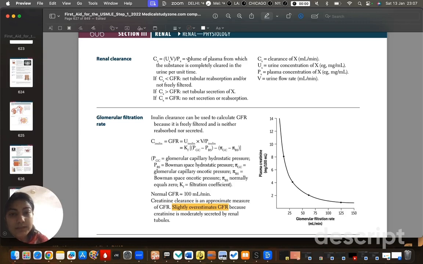Renal clearance is the volume of plasma of a substance that is cleared at a particular time. So we're looking at a particular substance called substance X, and how much of it is cleared in a given time, like 1 minute.